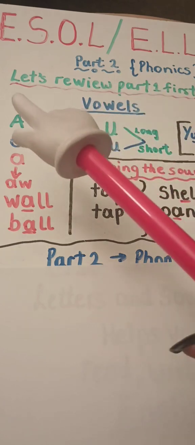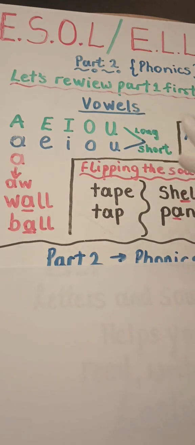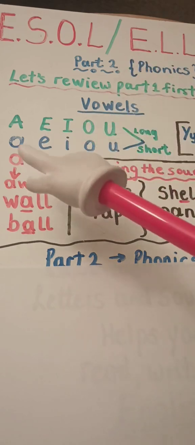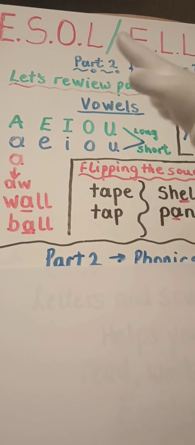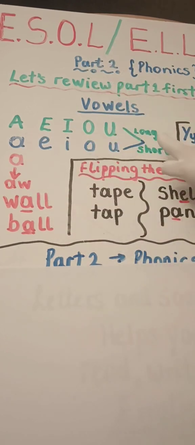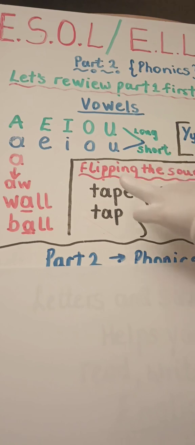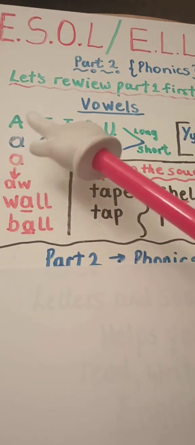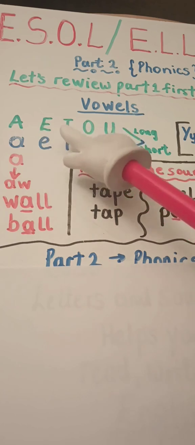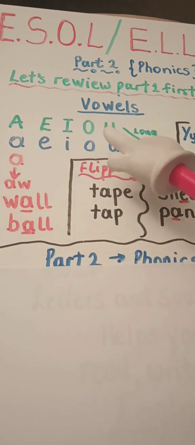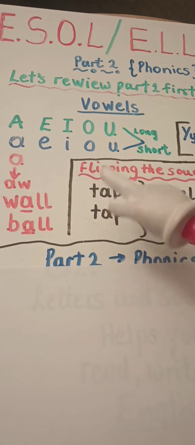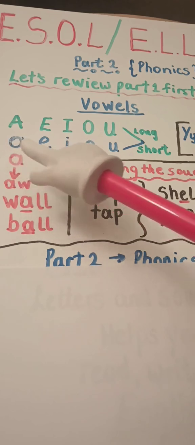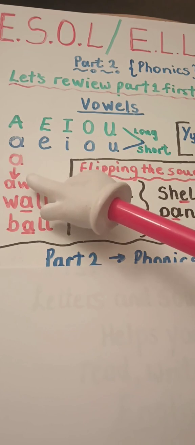But first, I want to review part 1 about vowels. Okay, so let's review vowels. Vowels are basically A, E, I, O, and U. And they have long and short sounds. So listen to me pronounce the long sounds and then the short sounds. The long sounds are basically A, E, I, O, and U. And that's how they sound in the words that they're in. The short version of the vowel says A or A.